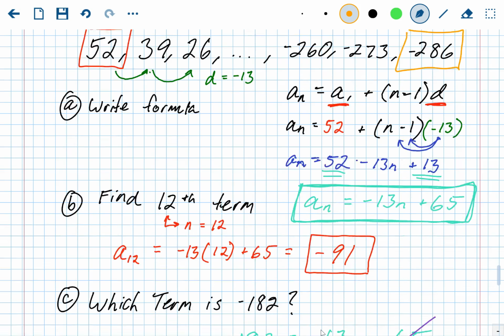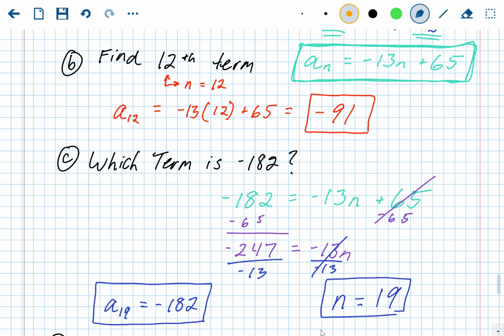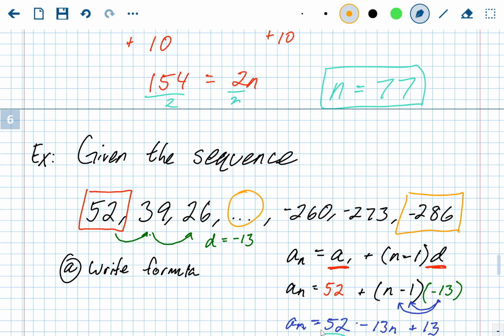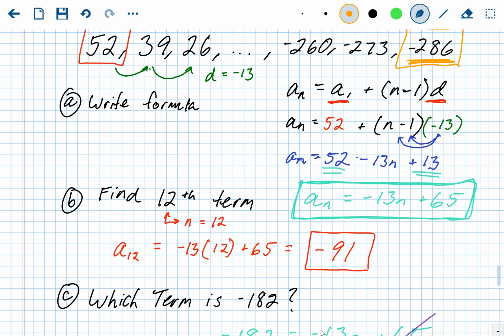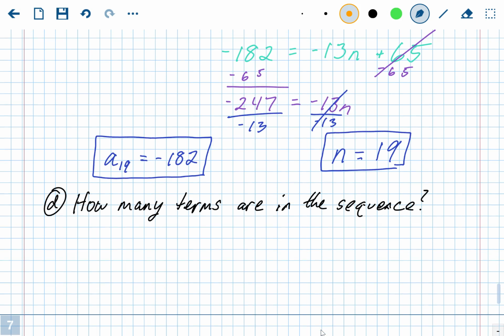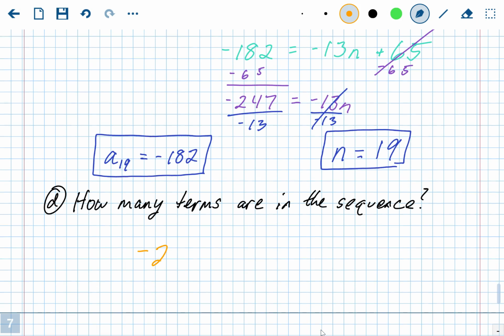So it's just like that third problem. Which term is negative 182? Well, that negative 182 is somewhere in this dot, dot, dot, and we wanted to know where. Now we want to figure out where this negative 286 is. We know it's in the sequence, and we know it's in the last spot. So whatever term number it is will be the total number of terms in the sequence. We're going to do the same thing we did in the previous problem, but with negative 286.